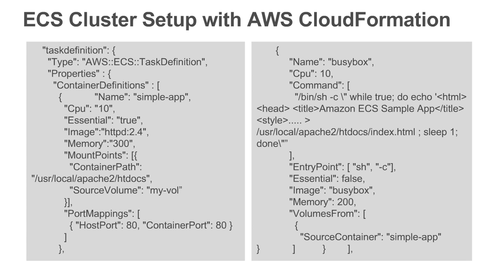Now, in this particular example, we are specifying two tasks in our task definition. One is simple app, and the other one is BusyBox. We give both the tasks specific set of resources. For example, simple app has 10 CPU units and 300 megabytes of memory, and BusyBox has 10 CPU units and 200 megabytes of memory. After you've finished authoring your CloudFormation template, you can launch a stack, in which case you'll now have an ECS cluster with container instances in an auto-scaling group and the task definition defined.